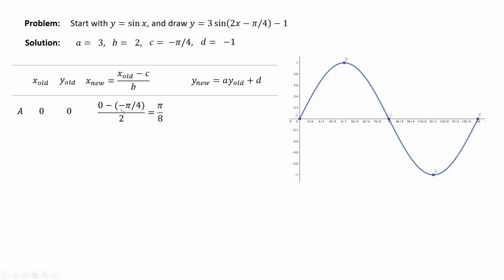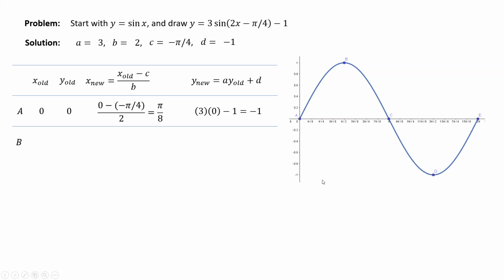Okay, so this is going to be pi over 8. Similarly, y new, plug and chug: a times y old plus d would be 3 times 0 plus negative 1, or 3 times 0 minus 1, which is negative 1. Guess what? The (0, 0) point is moving to (pi/8, negative 1) on the new graph. Now, similarly, let's go to b.